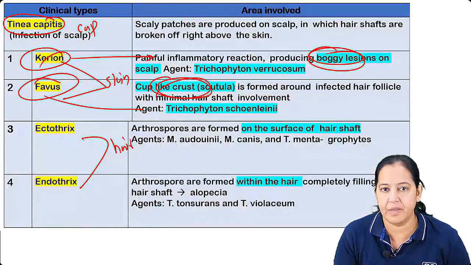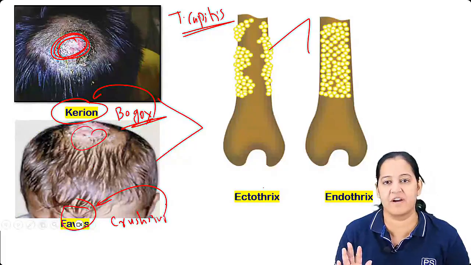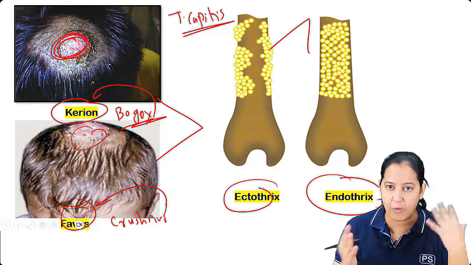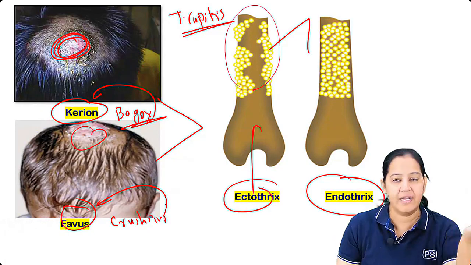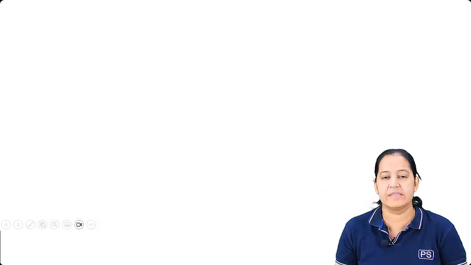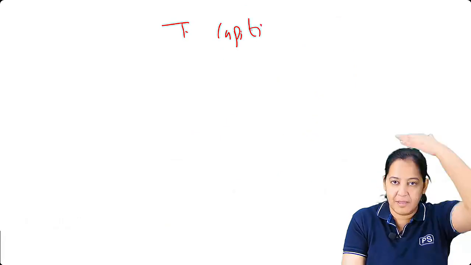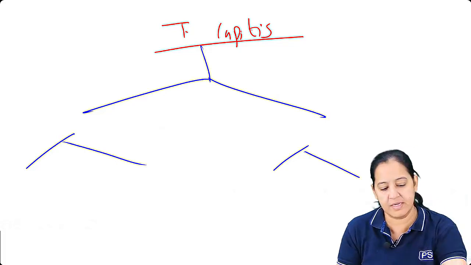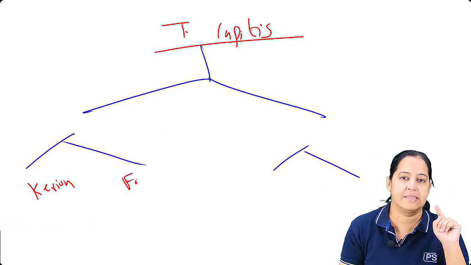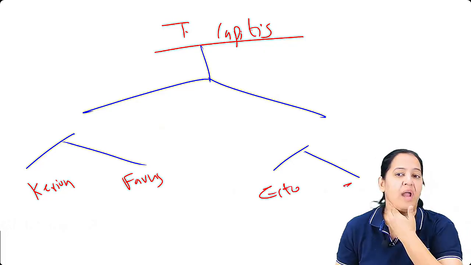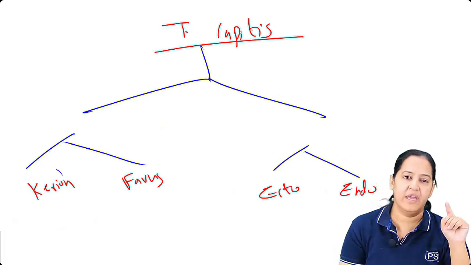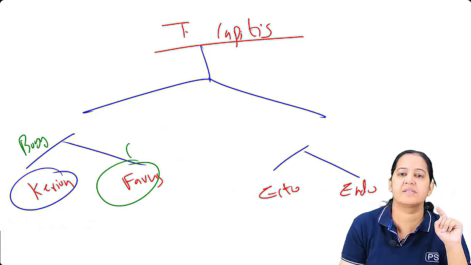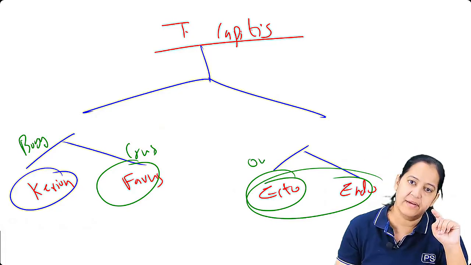Now the two diseases of the hair. In the hair, arthrospores are there. Arthrospores are the spores of the fungus. They are deposited either outside the hair or inside the hair. If they are outside, it's ectothrix. You can see they are deposited outside. And if they are inside, it is known as endothrix. So say the four diseases: tinea capitis, meaning disease of the scalp. Two diseases of the skin, two of the hair. The two of the skin are kerion and favus, and the two of the hair are ectothrix and endothrix. Kerion is a boggy swelling, favus is a crust-like swelling, and here we have arthrospores outside, and here we have arthrospores inside.